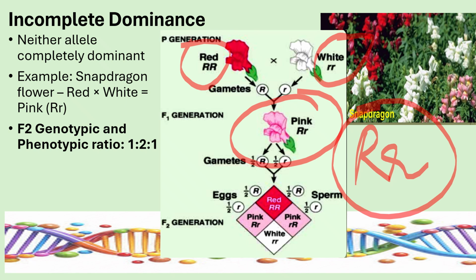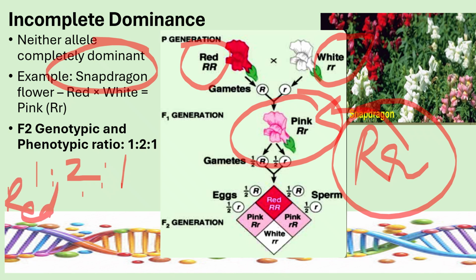But in case of snapdragon, this color has to be pink, which is a combination of white and red. So the red dominant allele is not able to mask itself completely. So we see a new phenotype in case of incomplete dominance. So the phenotypic ratio will become 1:2:1. So one red, two pink, and one white.